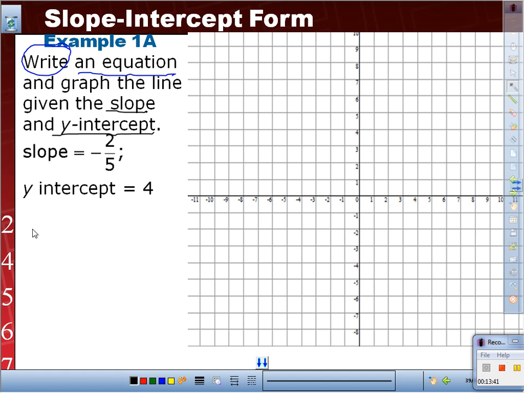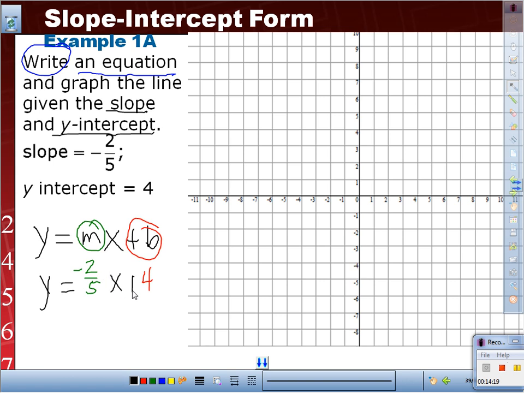Slope-intercept form is y equals mx plus b. Right now you're just paying attention. What is my slope, everyone? Negative 2 over 5. What is my y-intercept? 4. So I bring everything else down. Y equals negative 2 over 5 x plus 4, and guess what? This is my slope-intercept form. Copy that, please.